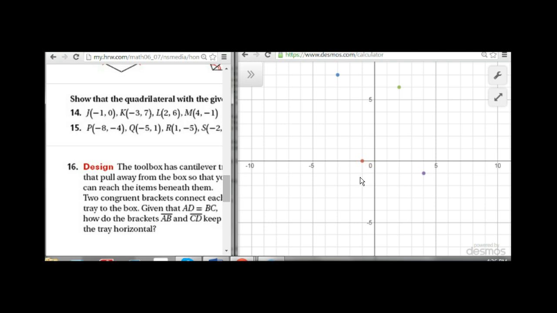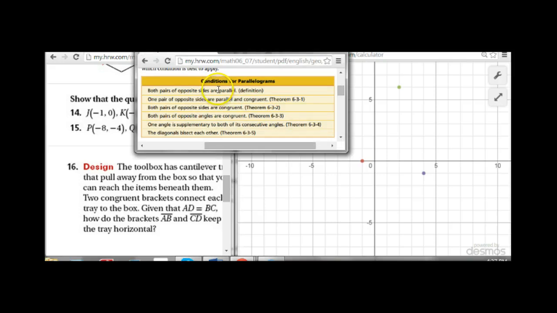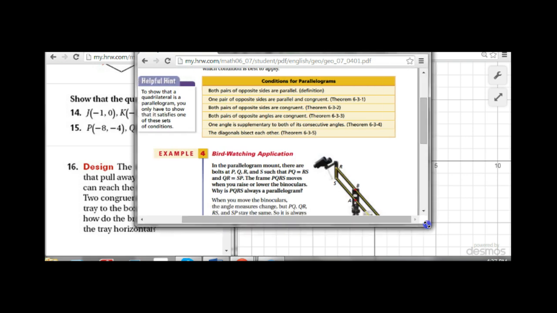Now, let's think to ourselves, what is the method that we would use using a coordinate plane to prove parallelograms? So I'm going to pause for just a second and pull back up our little yellow chart from page 401. Which one of these rules for parallelograms is the easiest to prove on a coordinate plane? What do we know about a coordinate plane? We know that it forms lines. We also know that we can find the slope of those lines, and the slope is going to help us prove that both pairs of opposite sides are parallel.